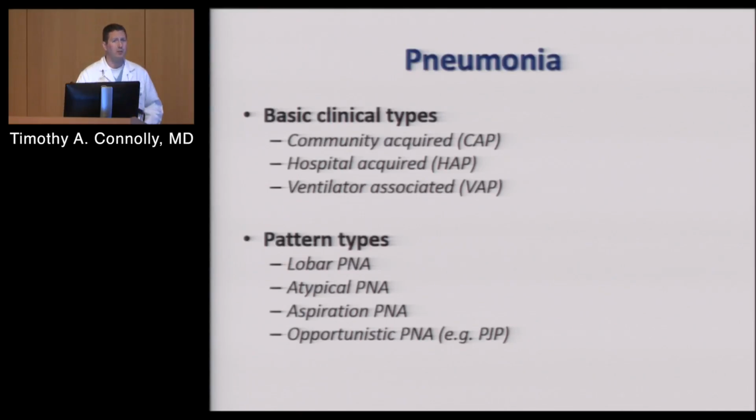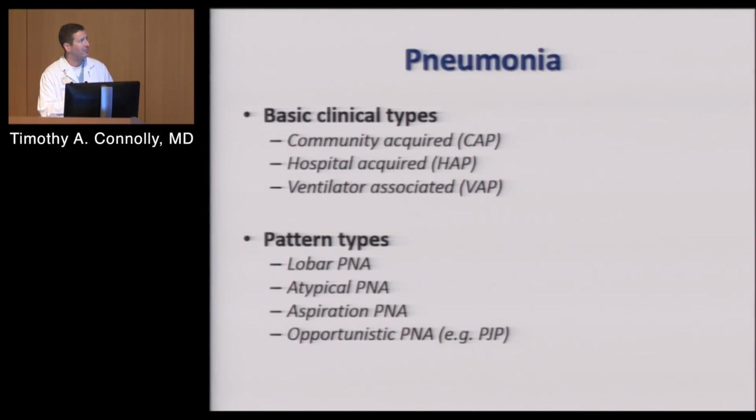Remember, there's basic clinical types. You'll often hear these terms thrown around: community-acquired pneumonia, hospital-acquired pneumonia, nosocomial pneumonia, vent-associated pneumonia, and even HCAP, the hospital version of community-acquired pneumonia, for people that are regularly hospitalized, getting chemotherapy, living in a nursing home, et cetera. But really, from an X-ray vantage, we're more interested in looking at pattern types.